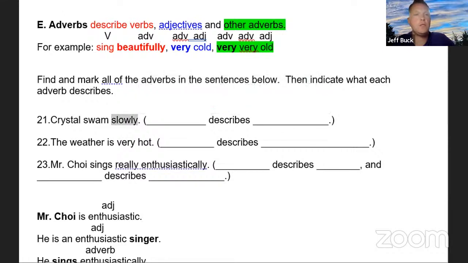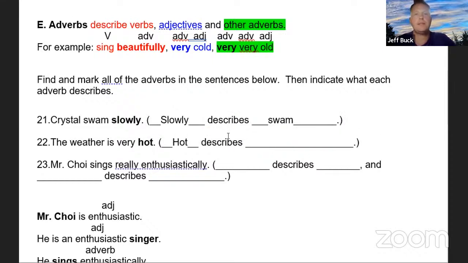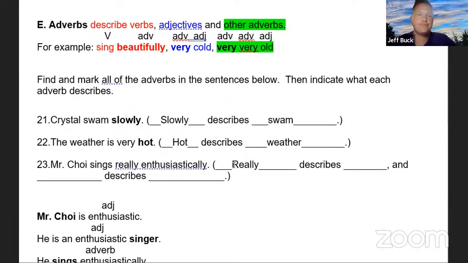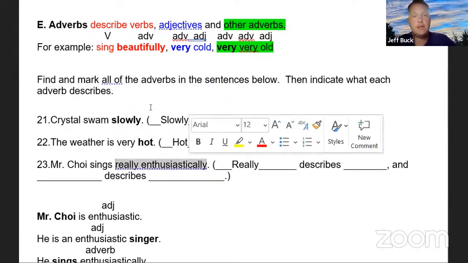All right, here we go. Slowly is the adverb. And slowly describes what? Swam. The weather is very hot. Hot describes what? The weather. Mr. Choi sings really enthusiastically. So we have really and enthusiastically as adverbs.